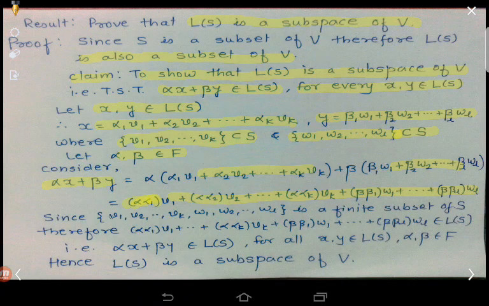Since these elements, if we put in one set, form a finite subset of S, therefore this linear combination is a member of L of S. And this linear combination is equivalent to alpha x plus beta y. Therefore, alpha x plus beta y is a member of L of S for all x, y belonging to L of S, and alpha, beta are scalars. We have proved alpha x plus beta y belongs to L of S, hence L of S satisfies the condition of the subspace. Hence L of S is a subspace of vector space V.